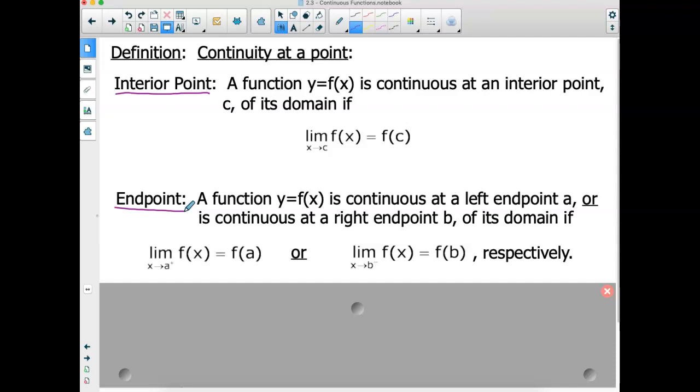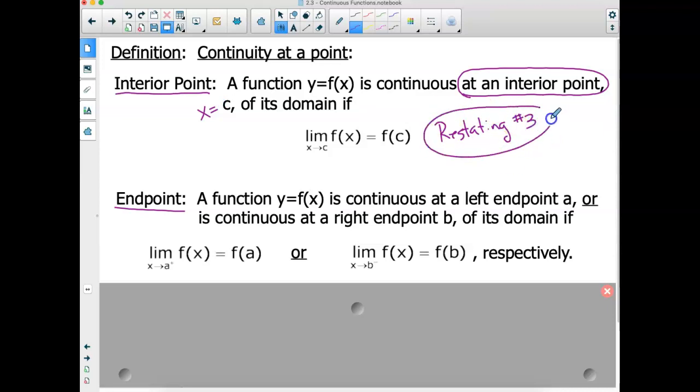y equals f of x, or a function f of x is continuous at an interior point of C. At an interior point, we're going to call it x equals C, of its domain if the limit as x approaches C equals f of C. So basically, this is restating number 3 from the slide before, okay? So if number 3 is true, that means the functional value exists, it means the limit exists, and because they're equal, I am continuous at that point.